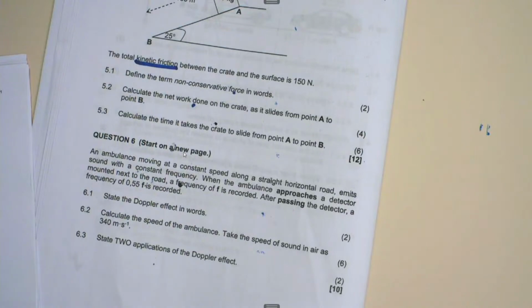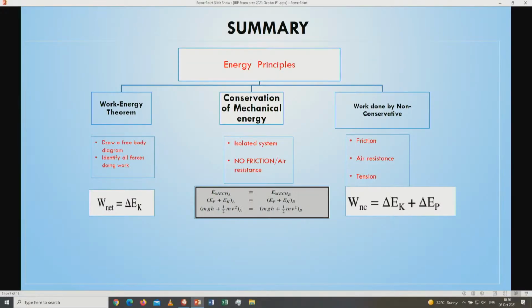You know now when to apply energy principles. The energy principles will forever be part of work, energy and power. The question will be which one is more applicable than the other. But remember, the two always work, like the problem that we just did, where we used the work energy theorem together with work done by a non-conservative force.